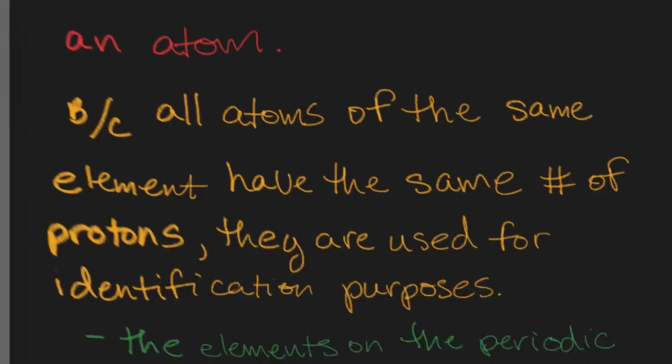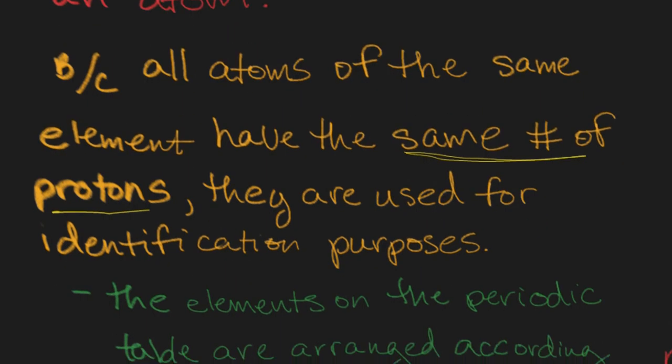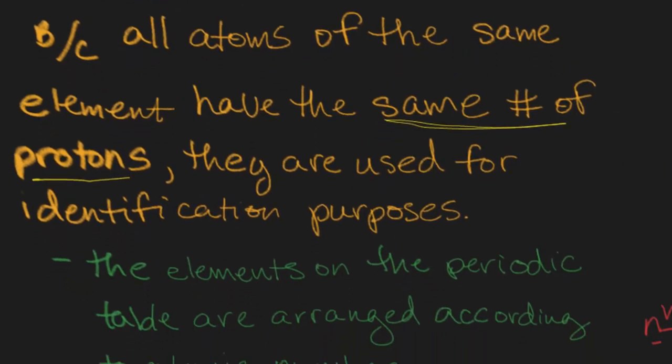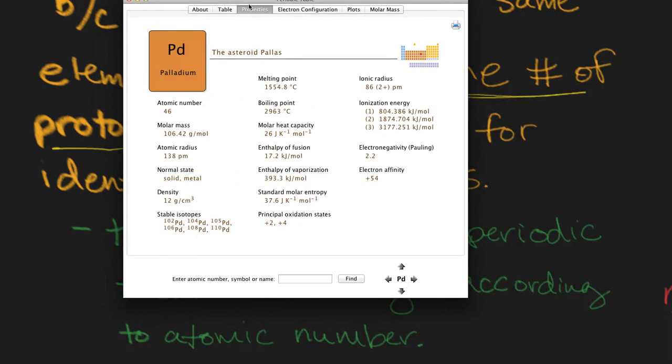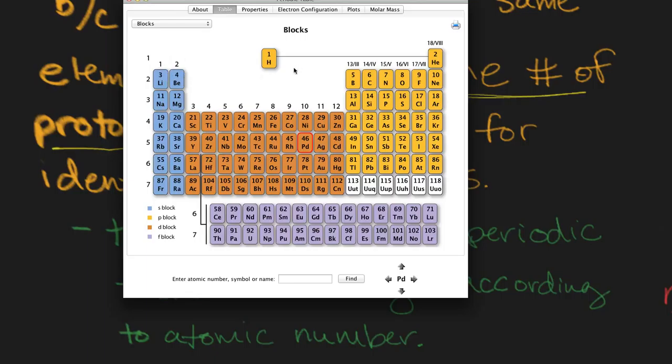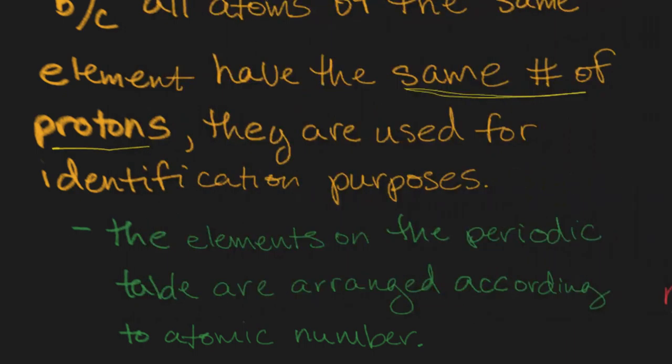And because all the atoms of the same element have the same number of protons, we use it to identify the elements. The number of protons is used to identify. And if you look at your periodic table, let's see if we can pull one of those up. All these numbers you see up here are the atomic number, or the number of protons. And you can see that's how the whole thing is pretty much structured. Okay?